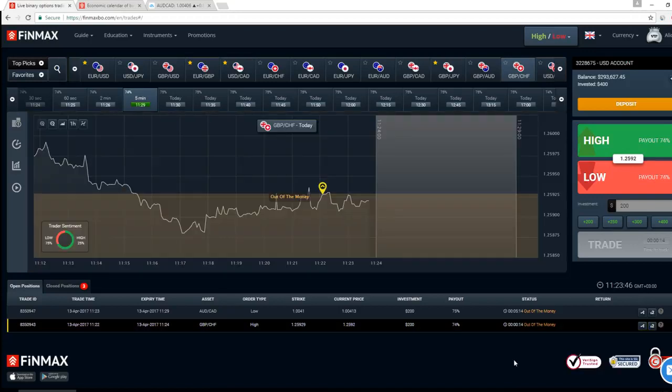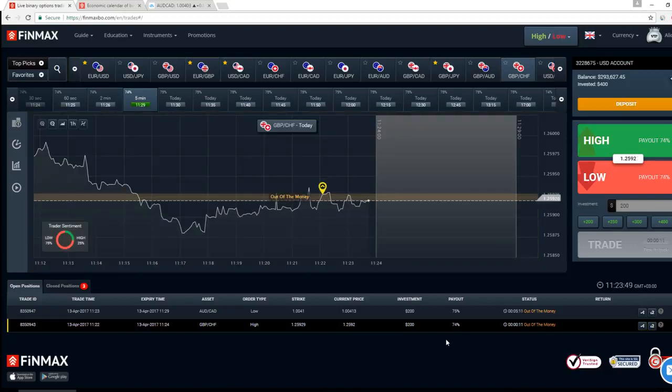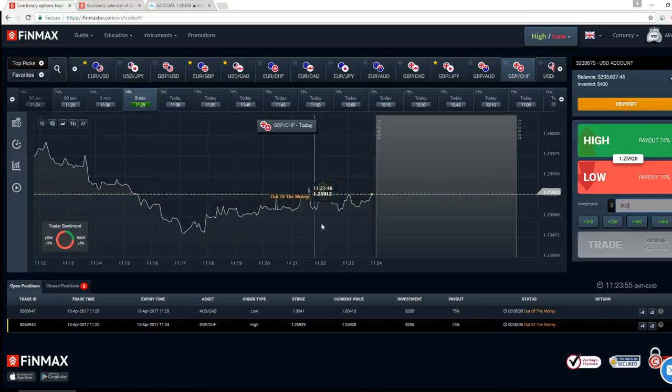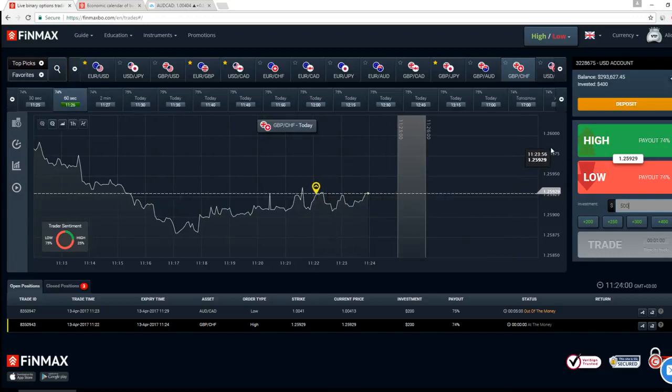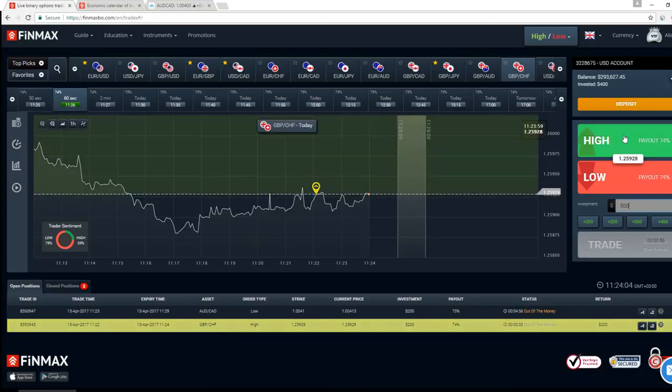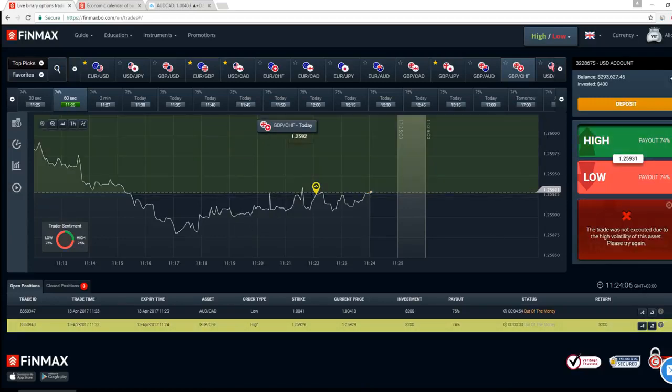And I will have to enter for the next circle on British pound. Well, though the difference in prices is pretty small, so there is a chance that it will close in the money, though not at the money, out of the money. Okay, let's enter. Why not?